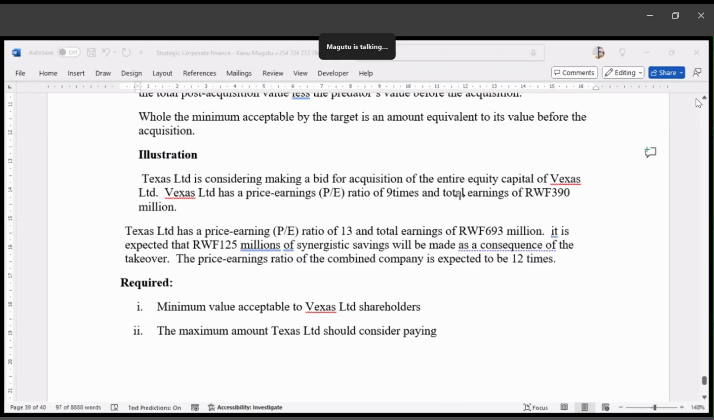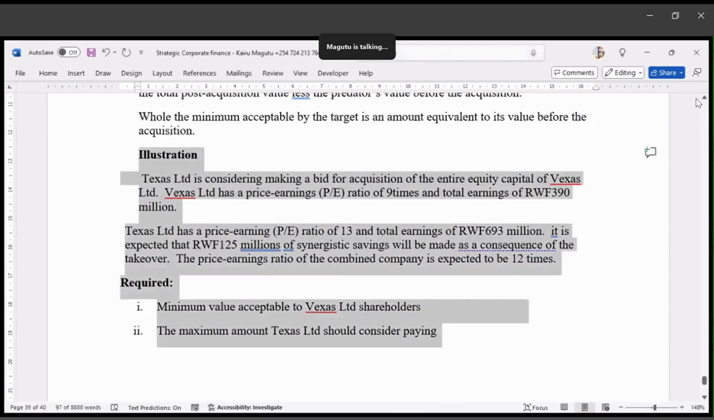Read through that illustration so that we look at it. We are about to wind up. I want us to wind up using this question.